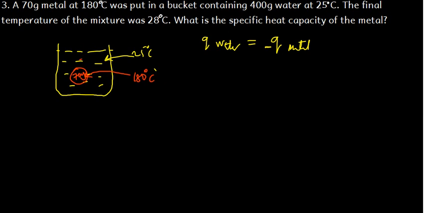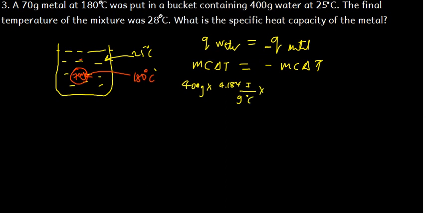So how do you find the heat for water? Heat is given by mc delta T, where c is the specific heat. Heat for the water is given by mc delta T, and heat of the metal is also given by mc delta T. Now the mass of the water has been given as 400 grams. The specific heat capacity for water is a known value, and that is 4.184 joules per gram degree Celsius.